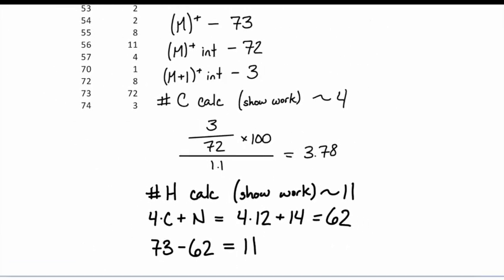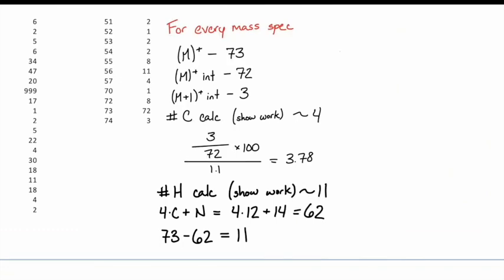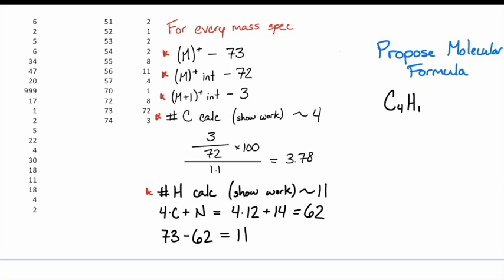All right, so for every mass spec, this is the information that we need. Our molecular ion intensity, the M+1 intensity. You're going to take those 2 intensities and do your number of carbon calculation, and then summing everything up, you get your number of hydrogen calculation. Okay, so then what we're going to do is propose our molecular formula. That is C4H11N, based on the IR and now our analyzed mass spectrum.